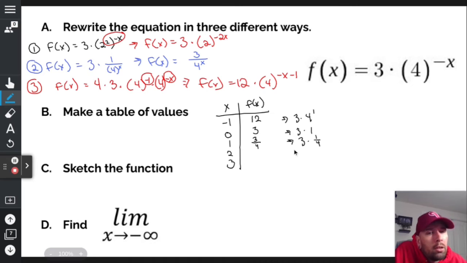If I had to plug in 2, that would be the same as 3 times 4 to the -2, which is 3 times 1 over 4 squared, which is 3 times 1/16.